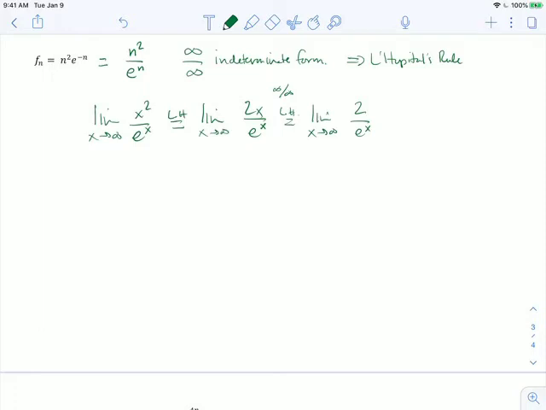And as x goes to infinity now, we see that the denominator is getting huge, and our limit is going to be equal to 0. So the limit as n goes to infinity of n squared e to the minus n equals 0 too. So don't forget L'Hopital's rule.